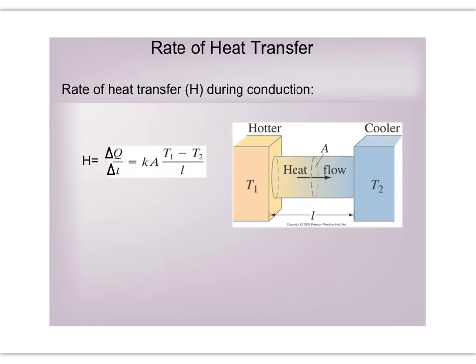One of the things that we're interested in, particularly during conduction, is what is the rate of heat that is transferred? And so the rate of heat that is transferred, H, is equal to delta Q over T. But there's another equation that we can use, which is K. K stands for the thermal conductivity. It's characteristic to a material. And so you'll have a list of Ks that you can look at, thermal conductivity.